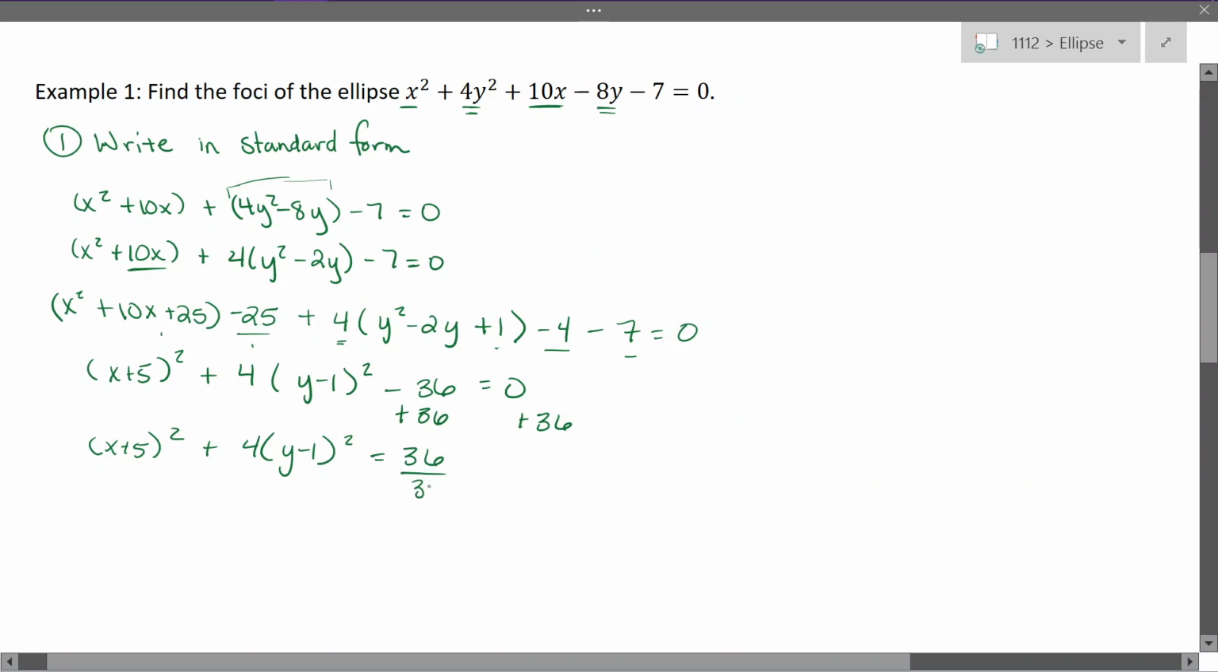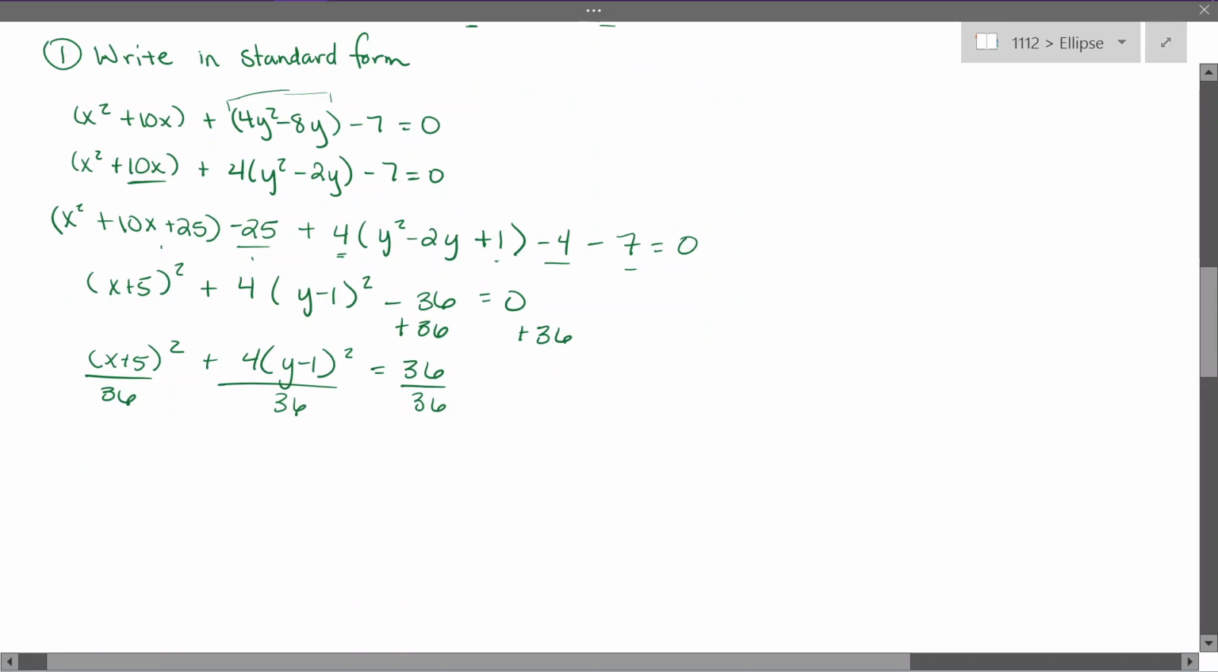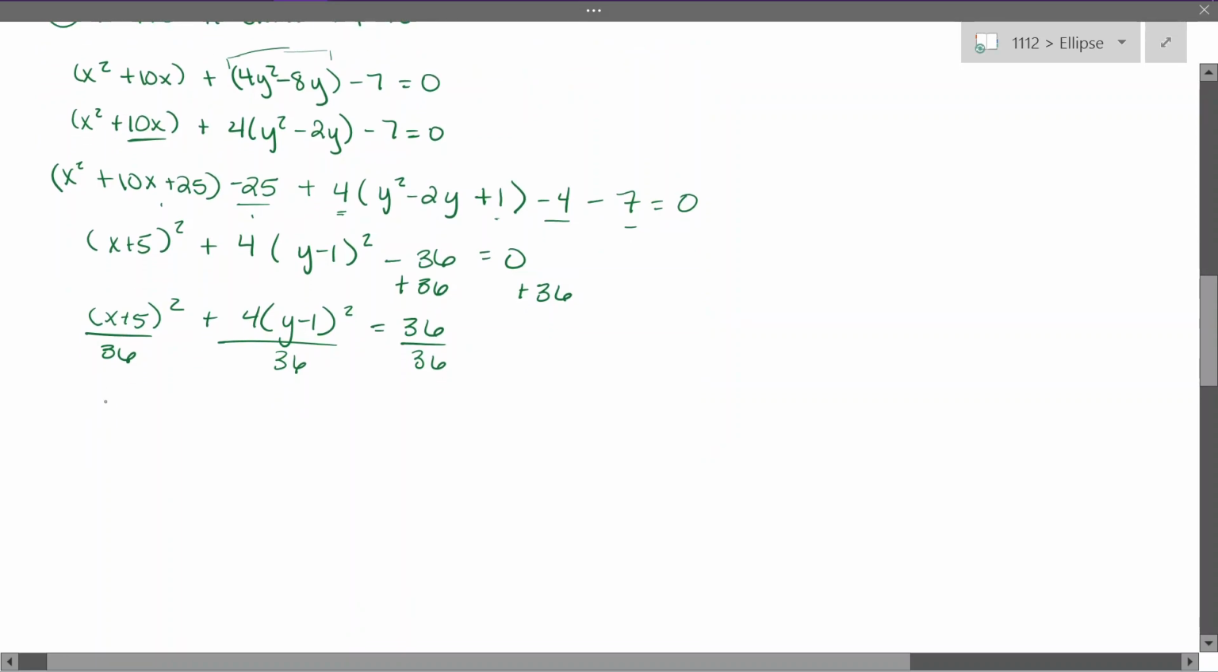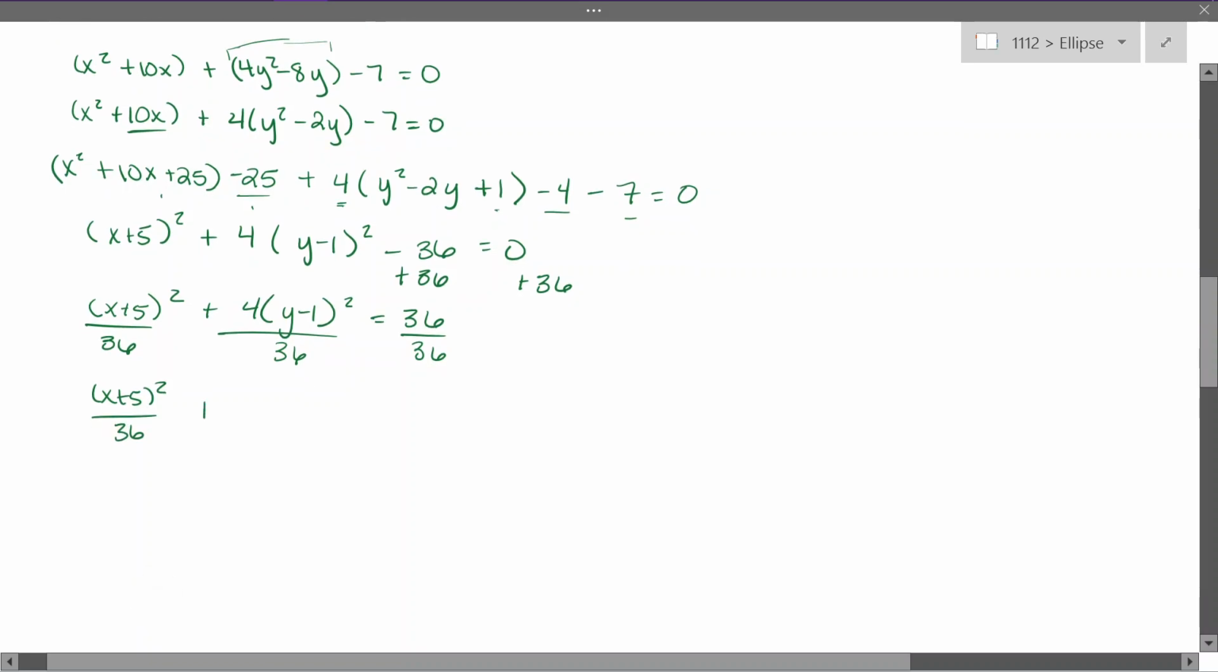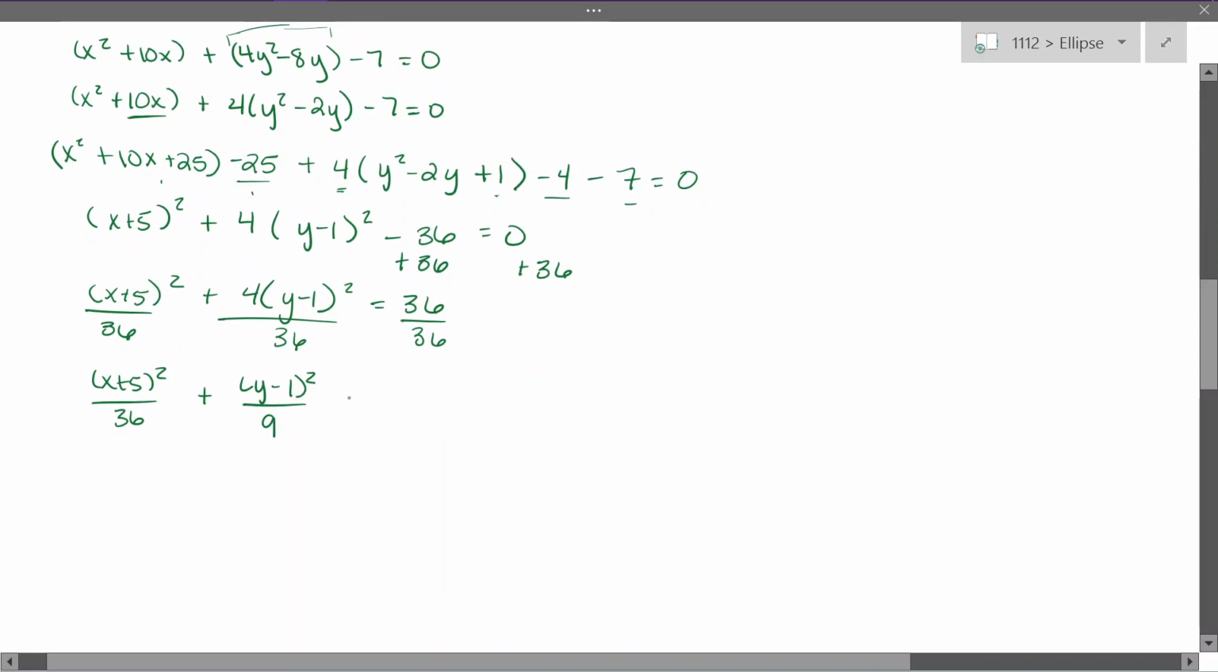And then I'm going to divide by 36 on both sides, because for an ellipse, I need one side to be equal to 1. So here I have (x + 5)^2/36, and here I have (y - 1)^2/9 because of the 4 and the 36, so that equals 1.